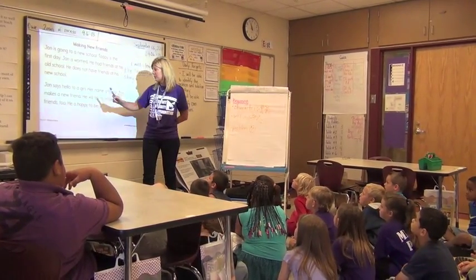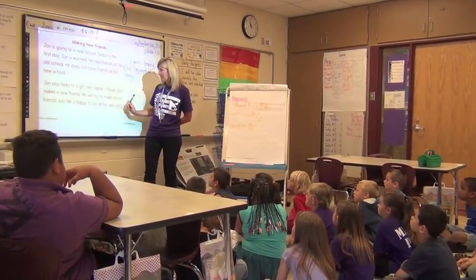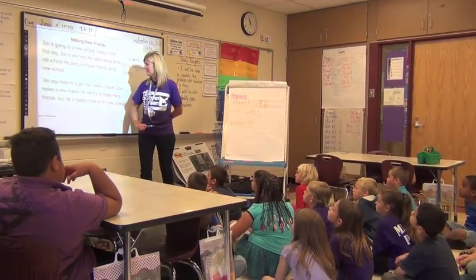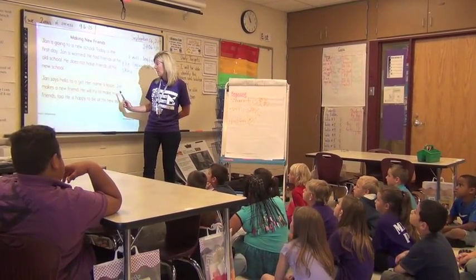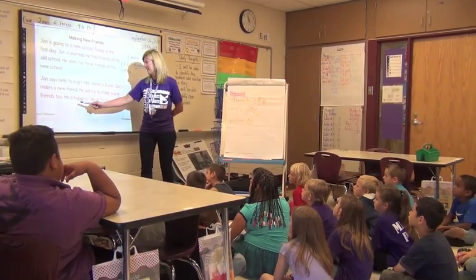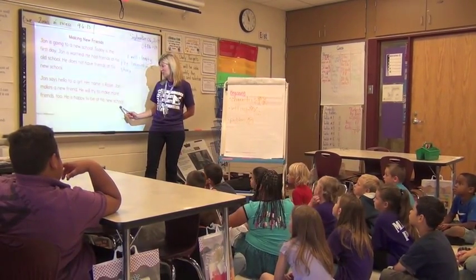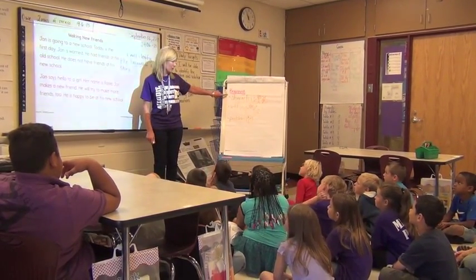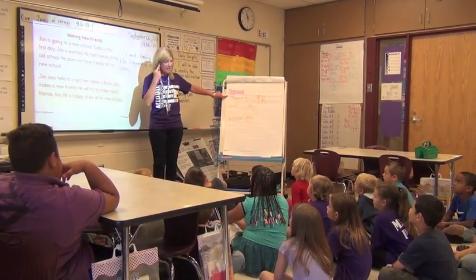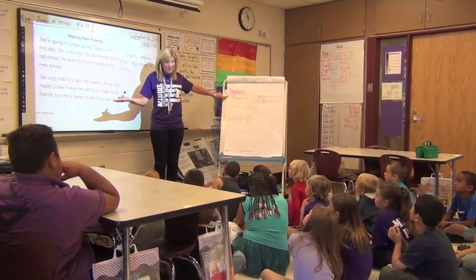John says hello to a girl. Her name is Rosie. John makes a new friend. He will try to make more friends too. He's happy to be at his new school. I'm going to come back to my anchor chart because I think this is going to help me think about how do I know the beginning of a story?